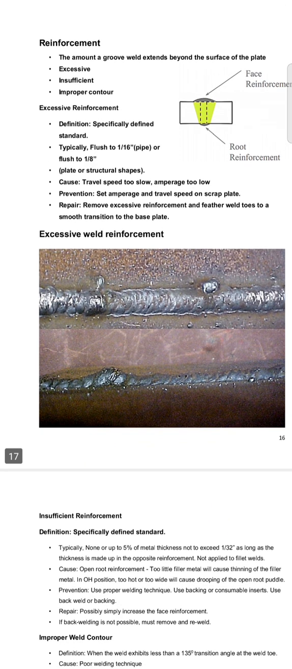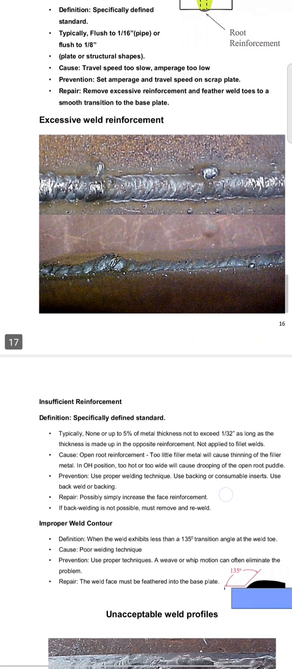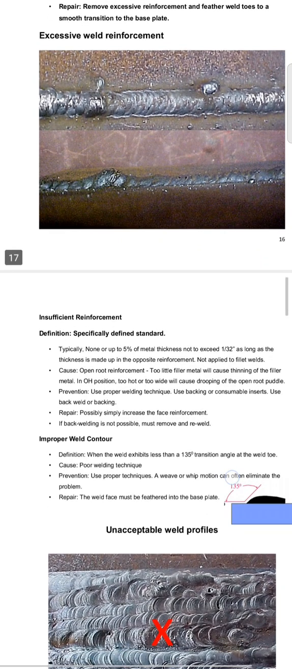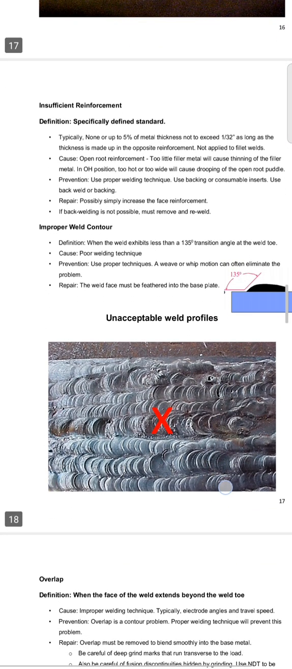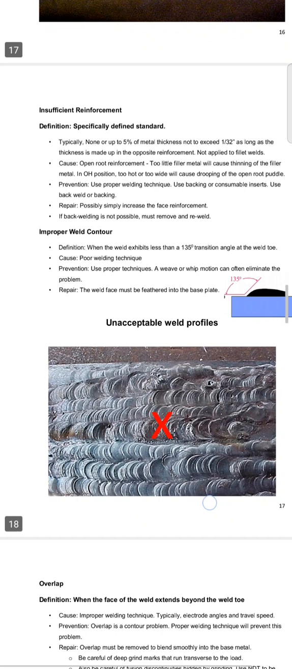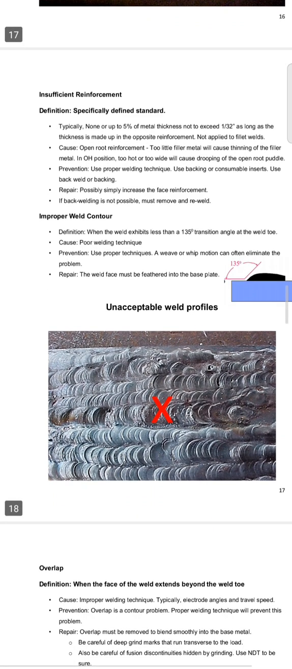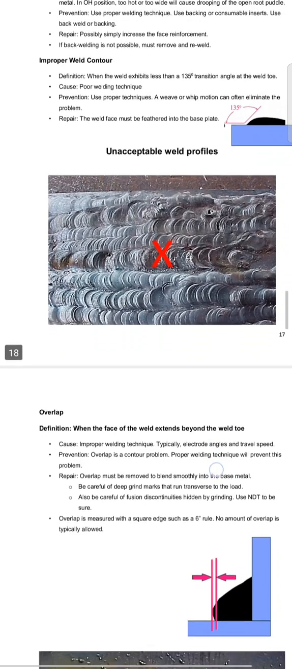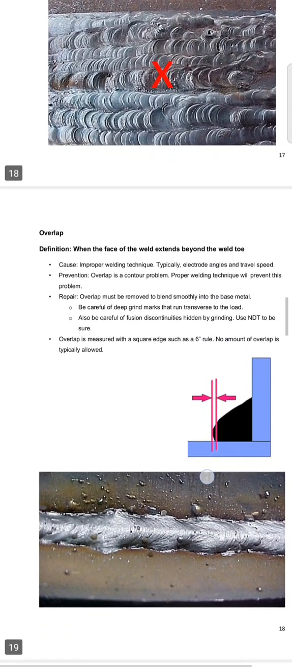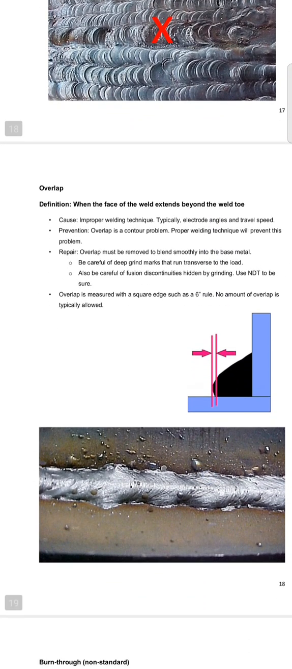Cause. Open root reinforcement: too little filler metal will cause thinning of the filler metal. In opposition, too hot or too wide will cause drooping of the open root puddle. Improper weld contour. Definition: when the weld exhibits less than a 135° transition angle at the weld toe. Cause: poor welding technique. Prevention: use proper techniques. A weave or whip motion can often eliminate the problem. Repair: the weld face must be feathered into the base plate.